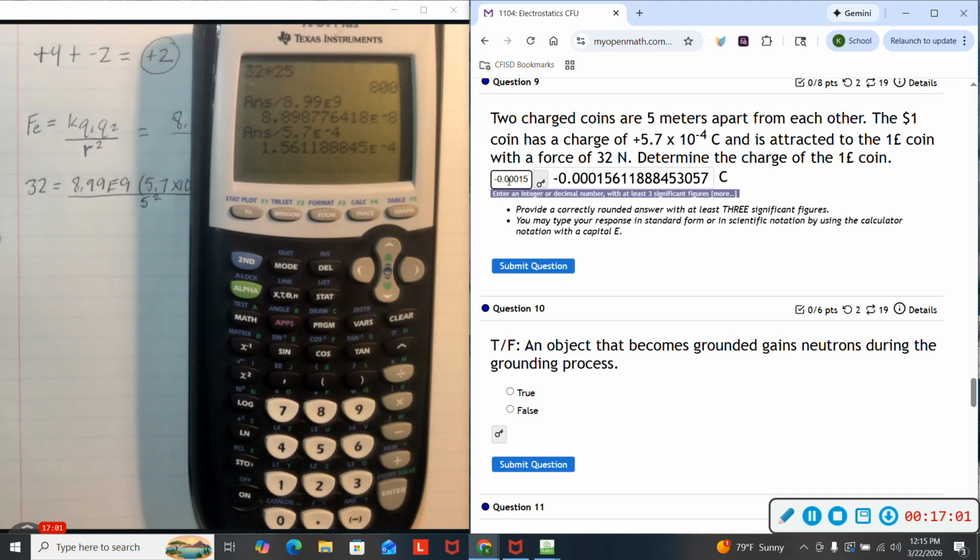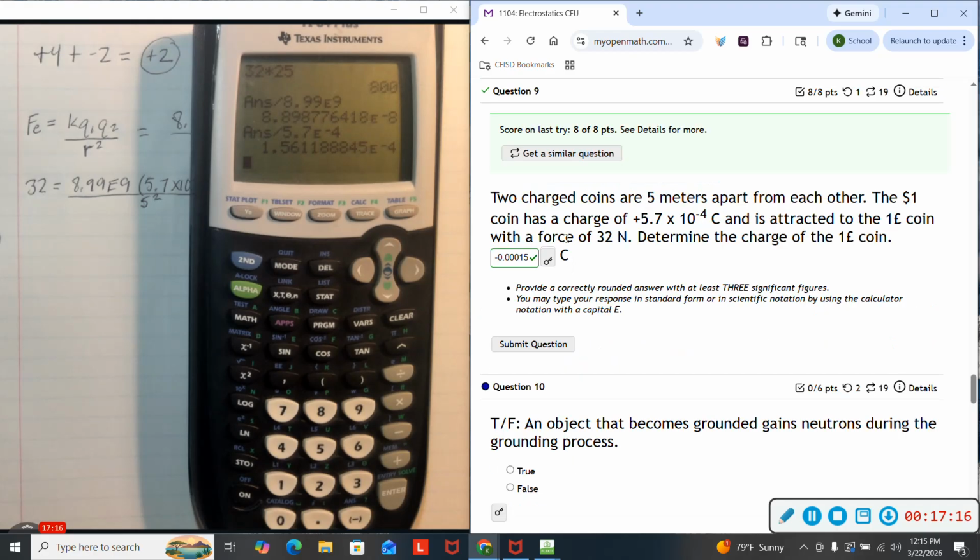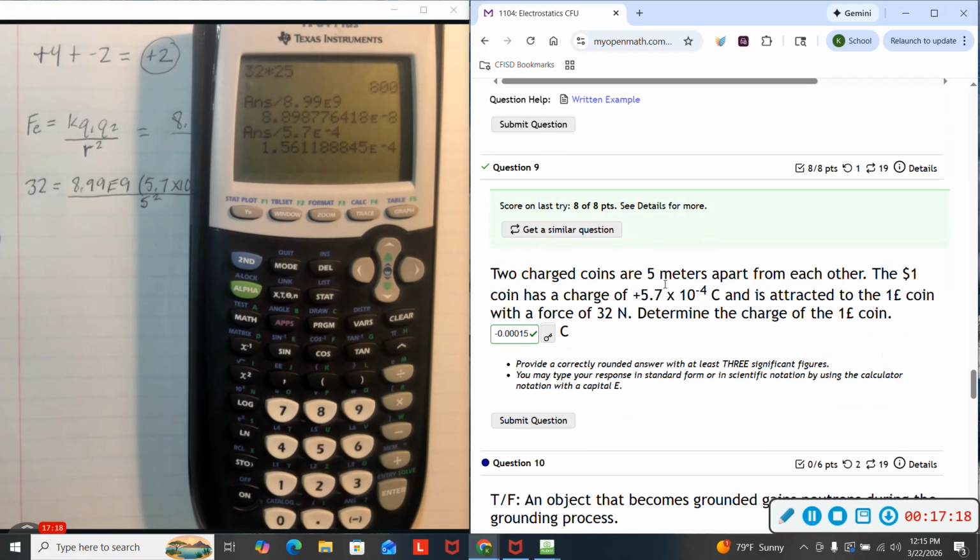If you want to type it in scientific notation instead, you can. But it tells me that I need at least 3 significant figures, which is that one. If you're doing scientific notation, it's 1.56 E negative 4, or if you're doing it this way, you need the 1, the 5, and the 6 before you submit. It does need to be rounded right, so just make sure.